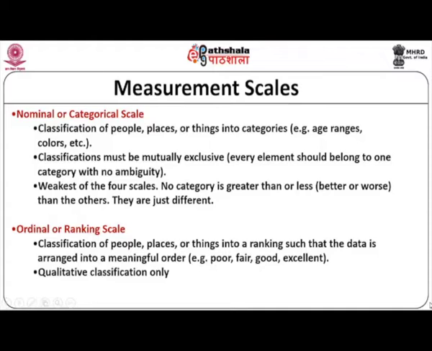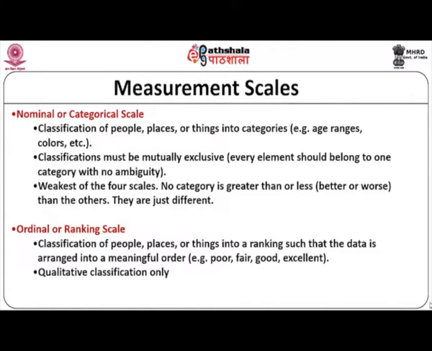Having understood what type of data are, next we should know what are the various types of measurement scales. Measurement scales are of 4 types: nominal or categorical, ordinal or ranking, interval and ratio scaled. We will analyze each and every category in detail. First, let us start with nominal or categorical scale.